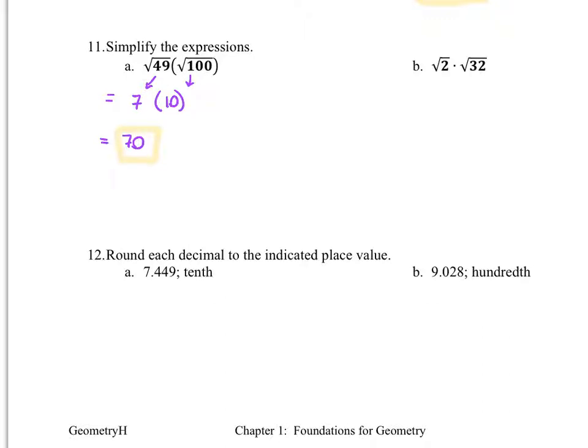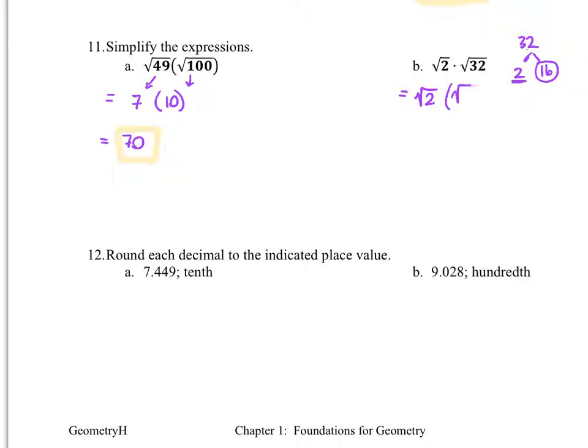The next one is a little bit less straightforward because neither 2 nor 32 are perfect squares. So we are going to have to do a little bit more work here. I'm going to keep the square root of 2 as is, but the square root of 32 I'm going to change. So let's think about 32 and breaking that down. We know it's 2 times 16. 2 is the prime factor, but 16 is a perfect square, so we're actually going to stop right there.